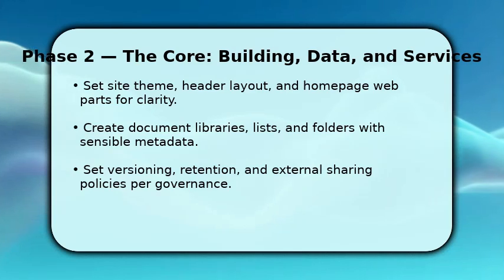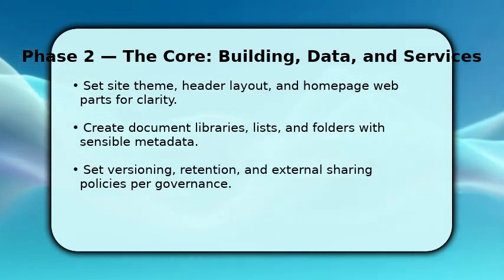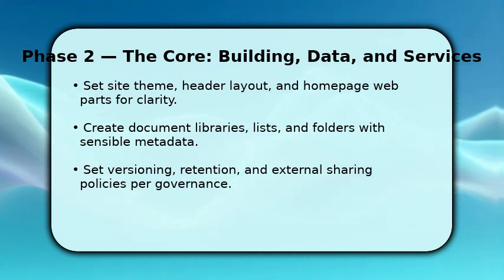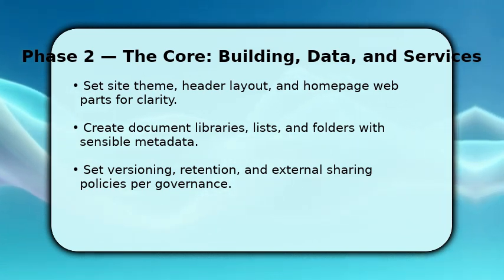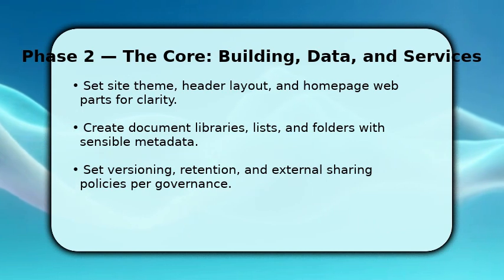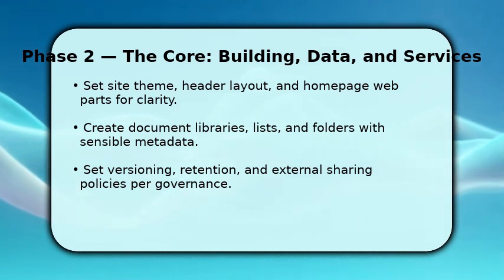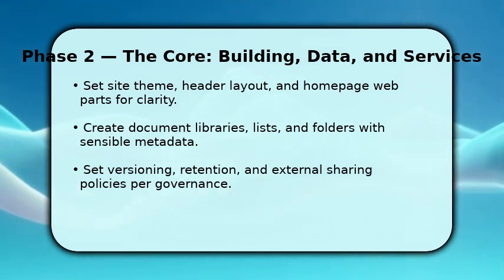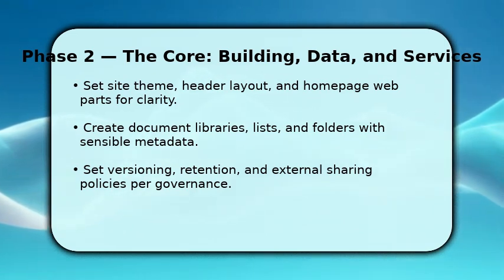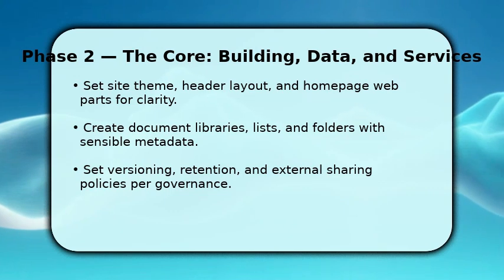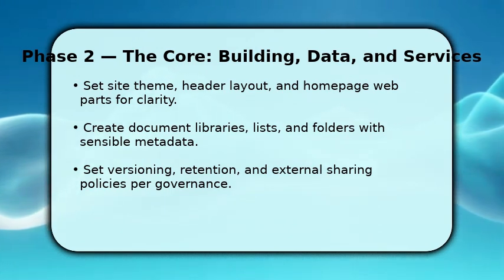Once the site shell exists, customize layout. Adjust the header, theme, and homepage web parts to surface important information. Create document libraries and lists next, adding columns and metadata to support search and filtering. This helps users find content fast. Configure library versioning and retention settings, and define external sharing limits according to policy.